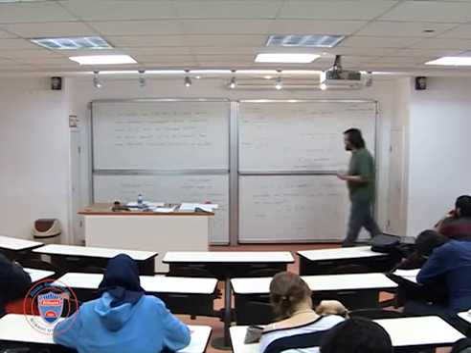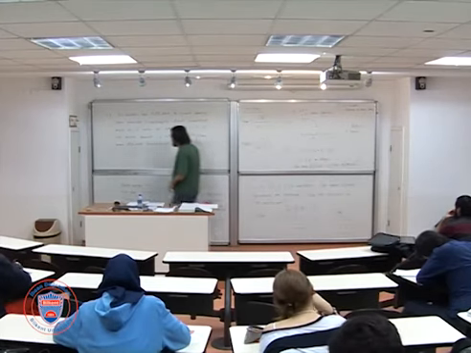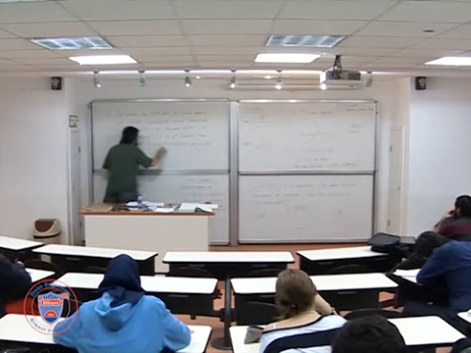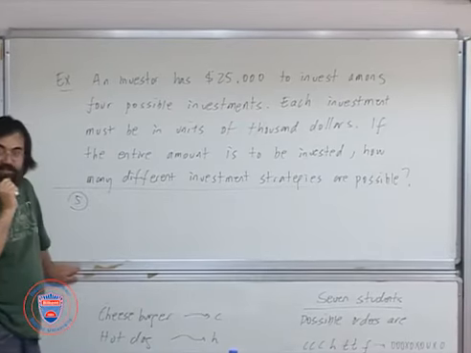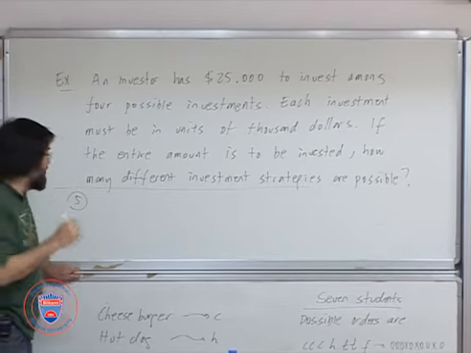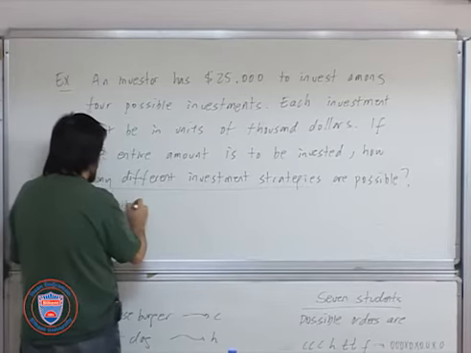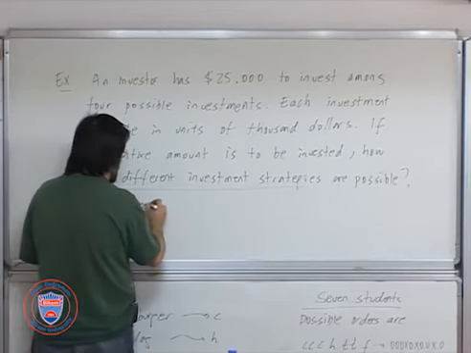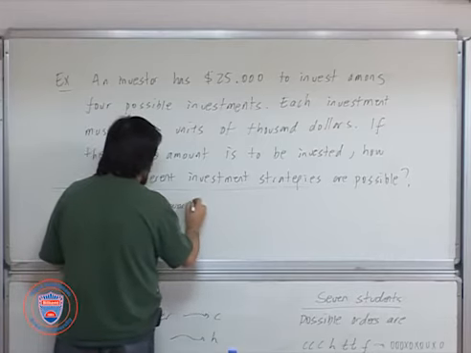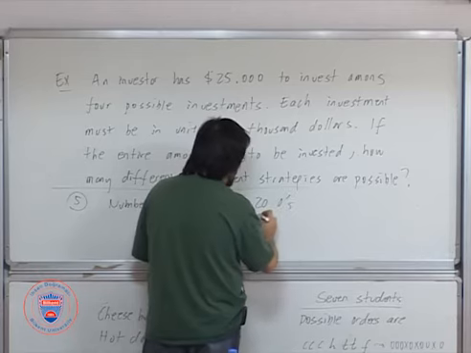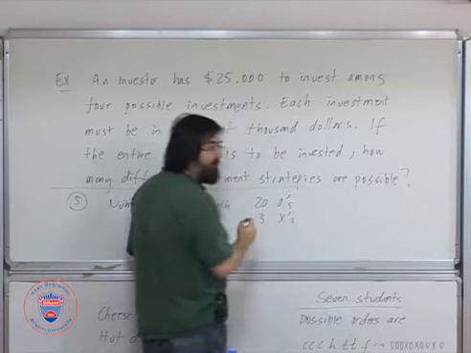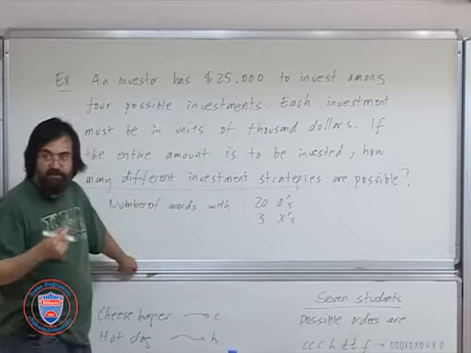That means I can also say, this is the fifth way. This is exactly the same as the number of words with 25 zeros and 3 x's, because you need 3 separators.